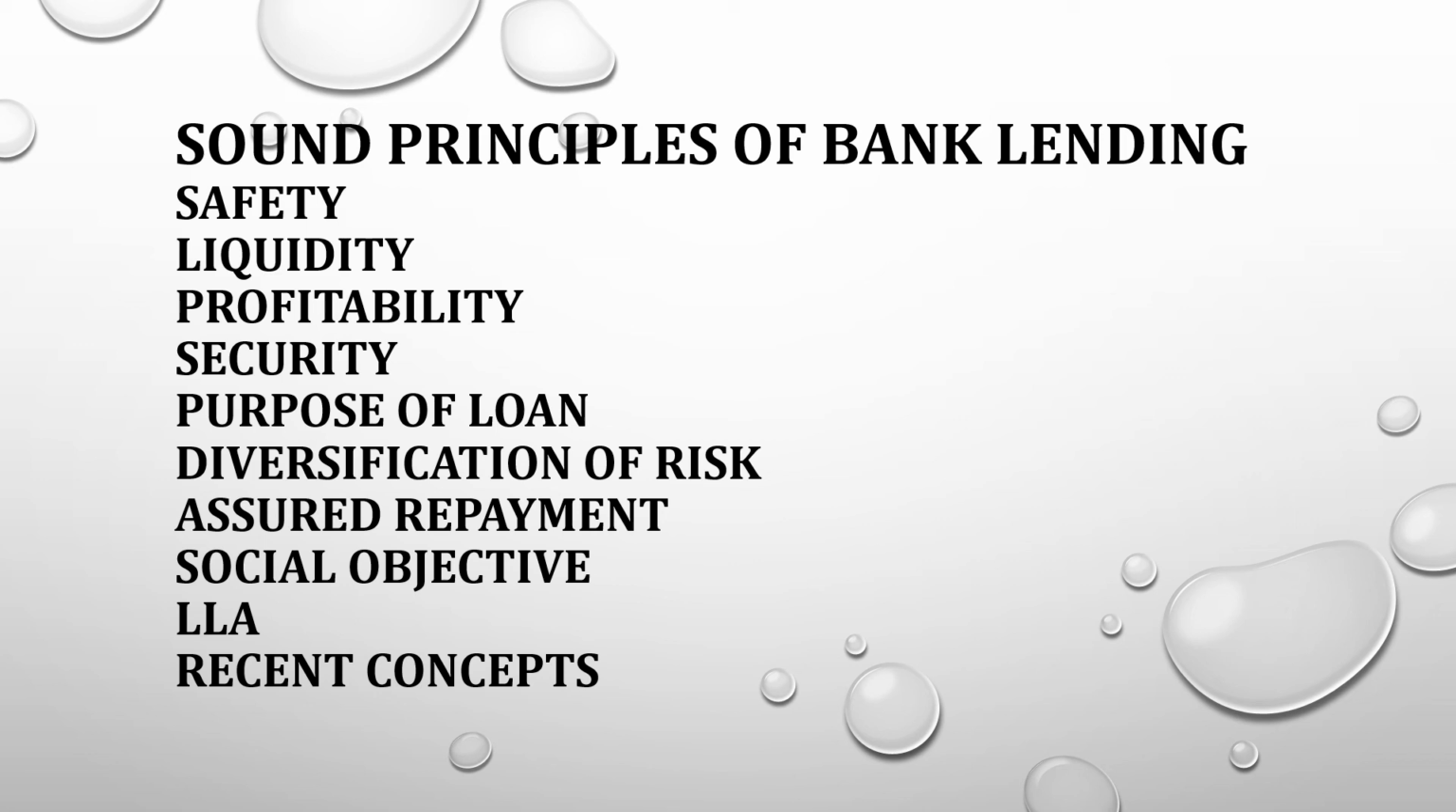Next is security. So as a banker, he must make sure that there is a surety or any collateral which has been given by the customer. It must be adequate, easily realizable, and free from prior charges. So that comes under security.